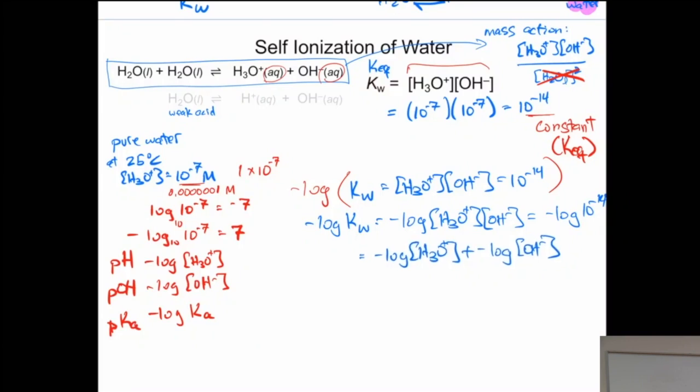And so we've defined these things. The negative log of K sub W is going to be the pK sub W, which is the same as the pKa, but for water. That's going to be equal to the negative log of H3O, that's the pH, plus the negative log of OH minus, that's plus pOH, and that's going to be equal to the negative log of 10 to the minus 14th, which is what? Hopefully you don't need your calculator for it. 14.